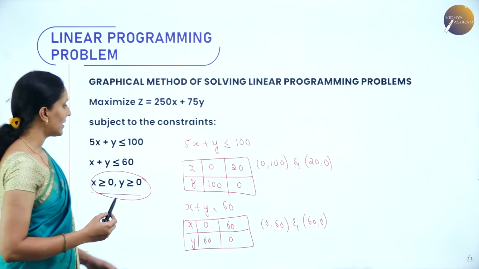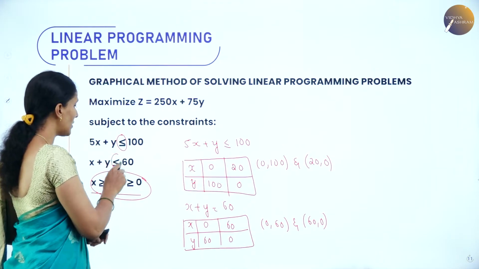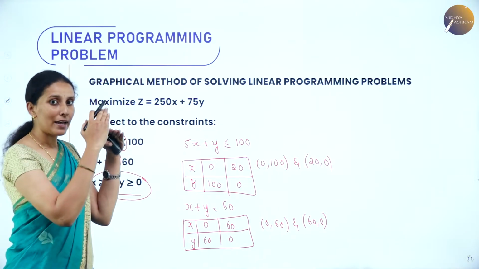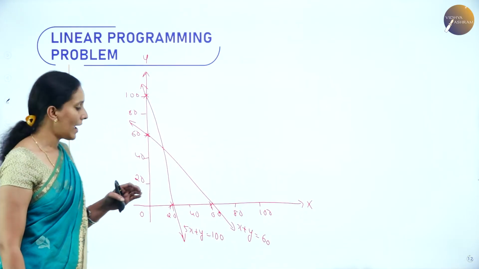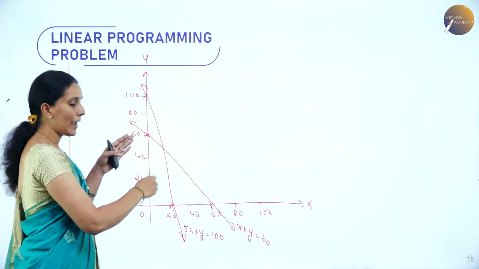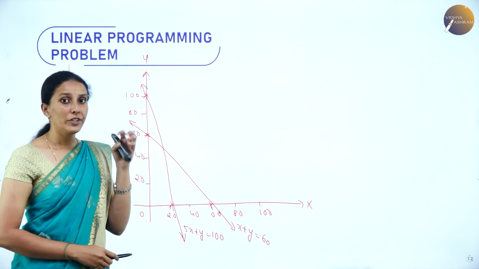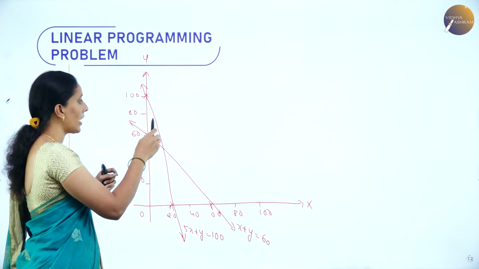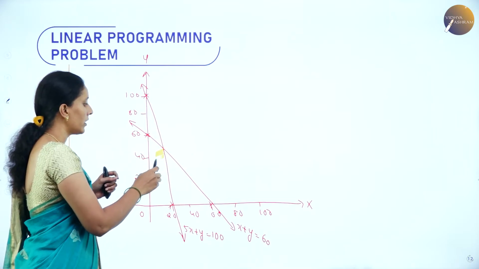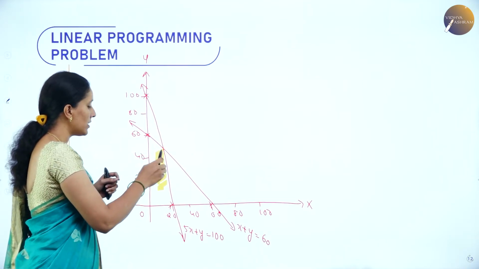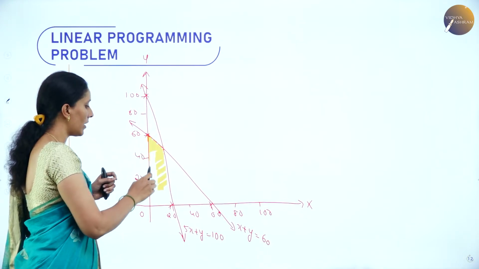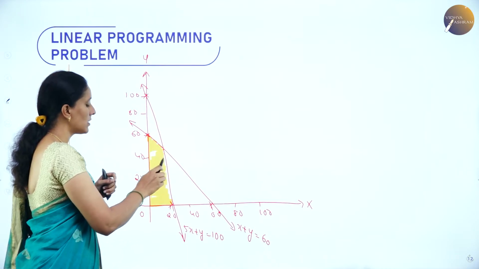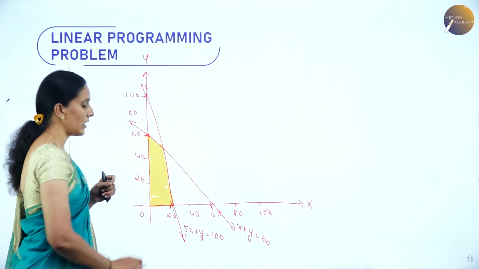Now, as I said here, since we have less than or equal to for both the linear inequalities, that means the solution lies below the line. So for both the lines, the area below the line indicates the solution region, which is the region where the area coincides for both the lines. So here you can see the shaded region represents the solution region for the set of linear inequalities.